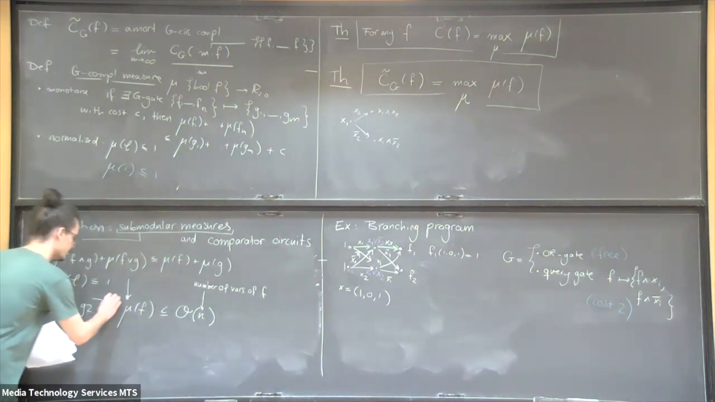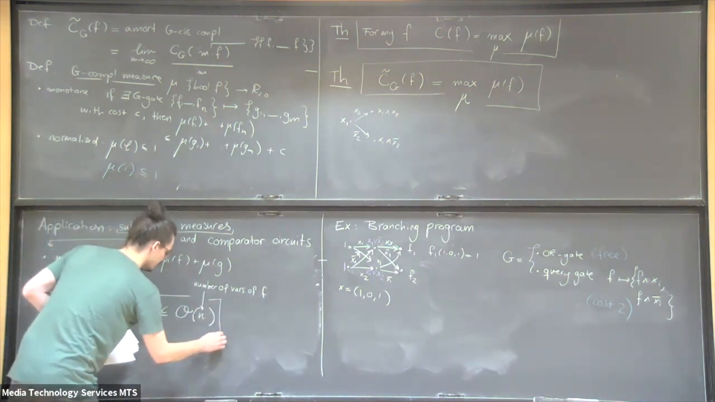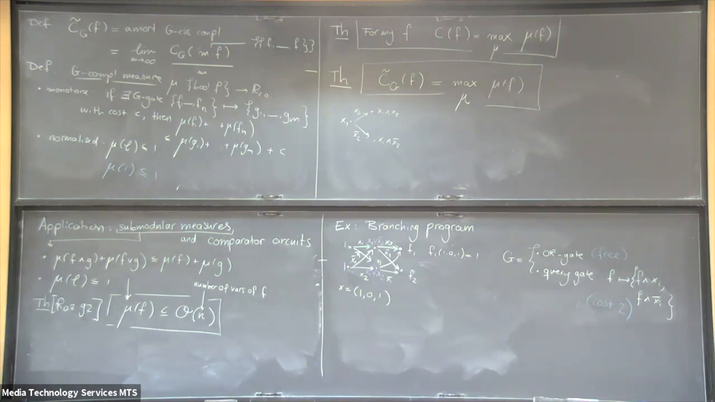And so this shows that mu of f will not become superlinear ever for any Boolean function. So if that's your goal, which it should be, then you should not look at submodular measures. You should look at other formulas. Most functions require exponential size formulas, so you want to prove an exponential lower bound, but this will not produce even a superlinear lower bound.